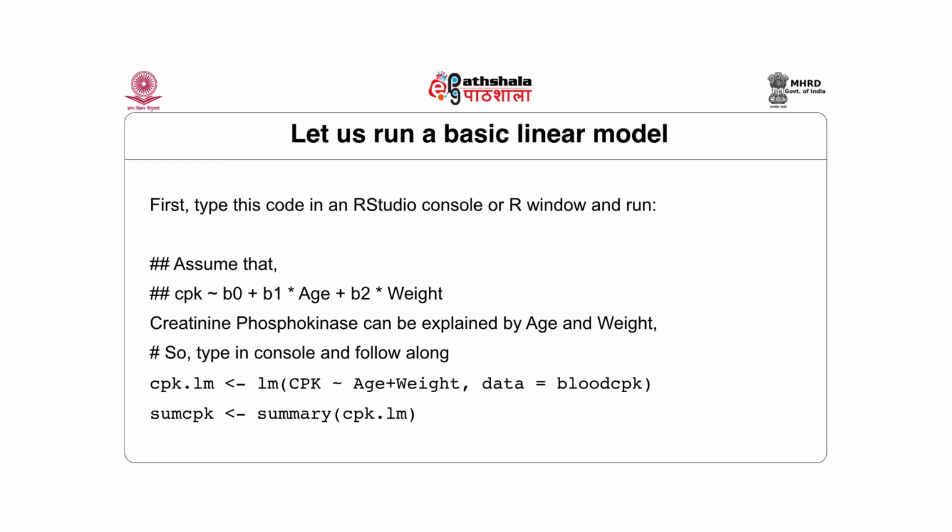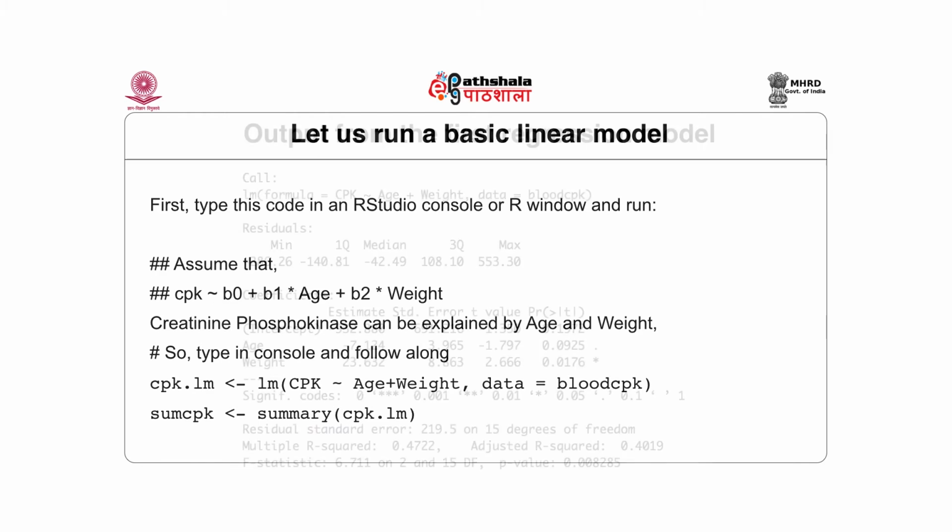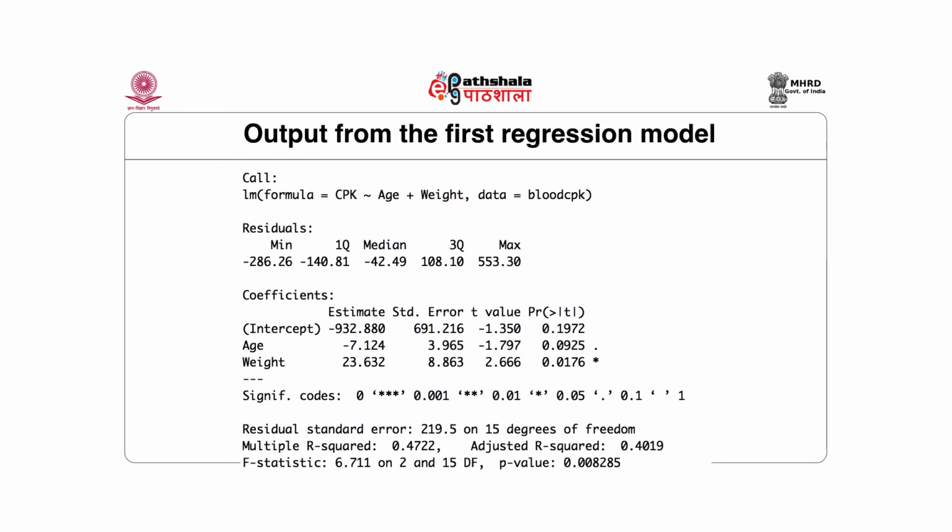So let's see what we get from sum_cpk. Print out sum_cpk. That's the output from the regression model. And when we do this, we get to see the residuals. And you can see that these residuals, which are the residuals of the composite model, do not exactly follow a normal or Gaussian distribution.